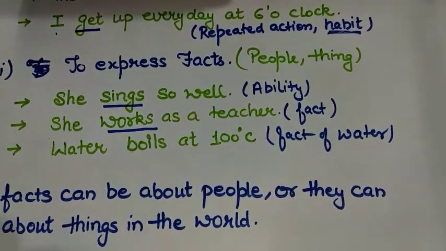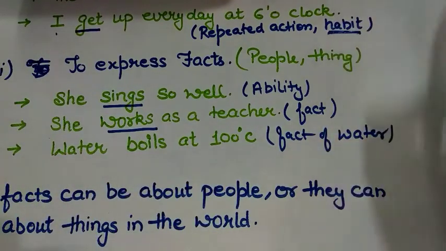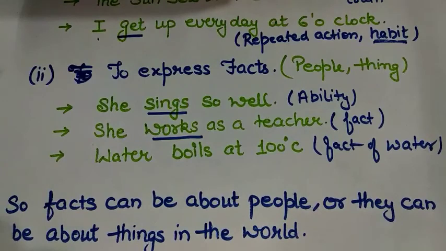See, I want to clear one thing here, that facts can be about people or they can be about things in the world, like as I've used water boils at 100 degrees Celsius. Now this is a fact about water, so they can be about anything in the world. So these were the main uses of simple present tense.